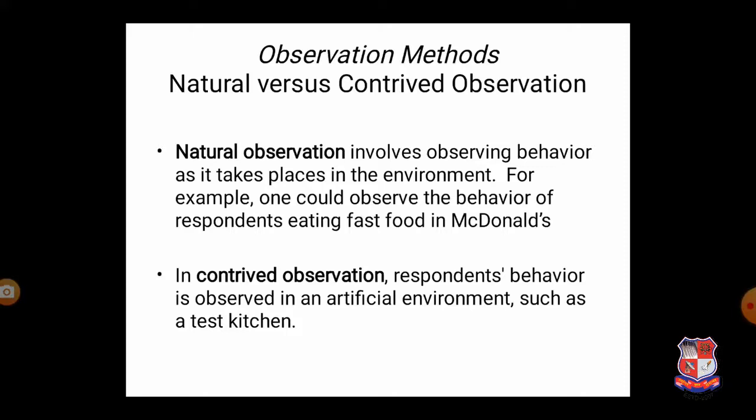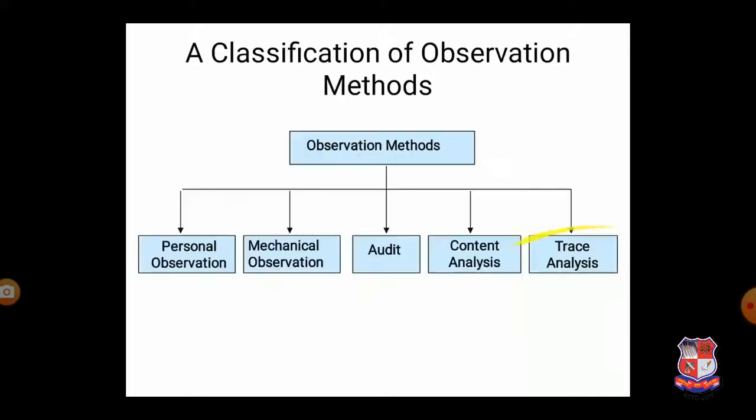Let's say, for example, taste kitchen, or if we convert one room into a retail store and observe customer behavior, what things they prefer to purchase or how they prefer to purchase, then it is an example of a contrived observation. Here we are observing customer behavior not in an actual retail store, but in a room converted into a retail store, an artificial environment: how they are purchasing, what they are purchasing, and what factors are important to them. Then it is an example of a contrived observation.